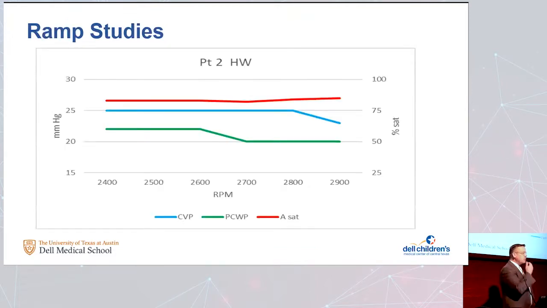Kind of disappointing results, to be very straightforward and honest. So this was our HeartWare patient. Because of extenuating circumstances with our first patient, we weren't able to do a ramp study. Second HeartWare patient, we ramped them all the way from 2,400 to 2,900. I don't know if you noticed though, pretty flat lines. We really didn't see any exciting changes that we could dial this into.